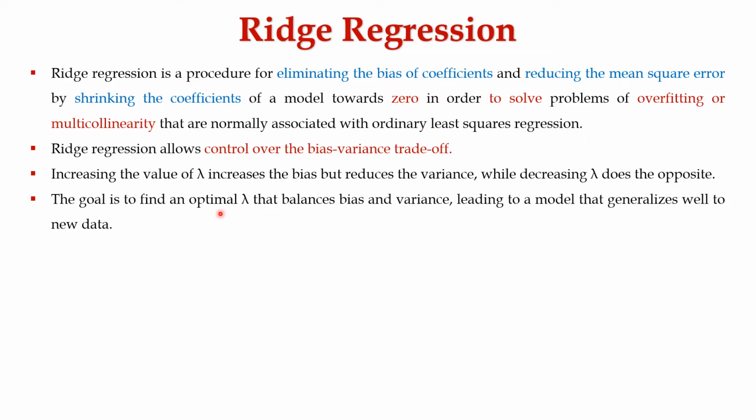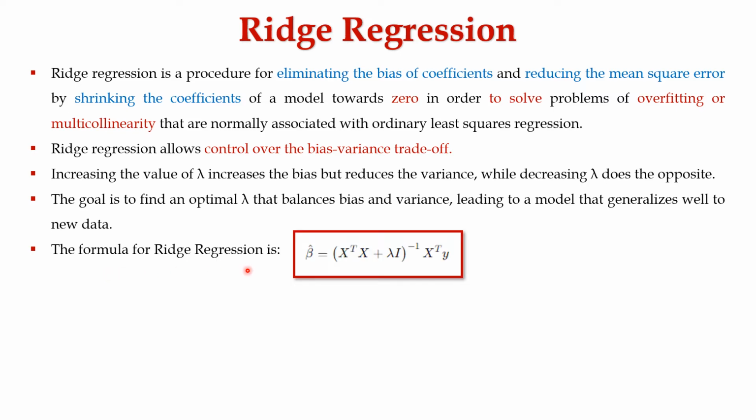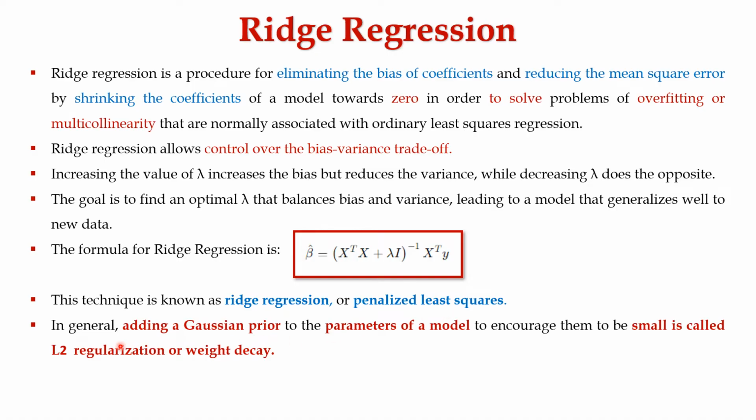The goal is to find the optimal lambda that balances bias and variance, leading to a model that generalizes well to new data. The formula for ridge regression is beta cap equals (X transpose X plus lambda I) inverse X transpose y. This technique is known as ridge regression or penalized least squares. In general, adding a Gaussian prior to the parameters of a model to encourage them to be small is called L2 regularization or weight decay.